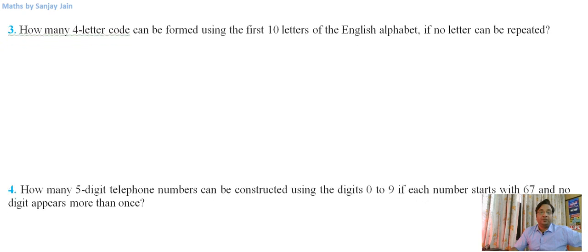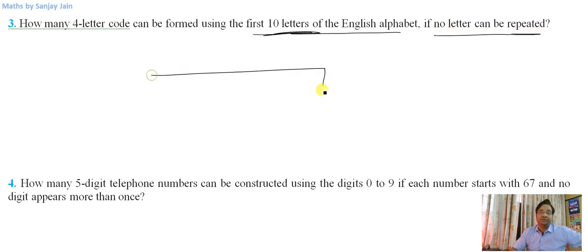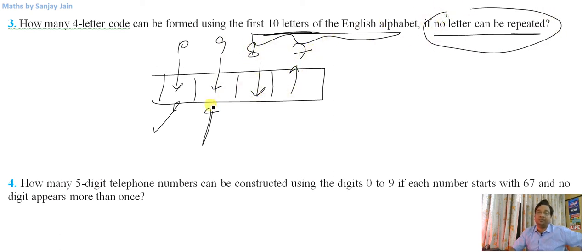How many 4-letter codes can be formed using the first 10 letters of the English alphabet if no letter can be repeated? So I have to form a 4-letter code, 1, 2, 3, 4 places to be filled, and I have got 10 letters of the English alphabet which are different from each other, right? So if I fill the first place, I'll have 10 options. To fill the second place, I'll have 9, 8, 7, right? Because no letter can be repeated. If I've used it here, I cannot use it here.